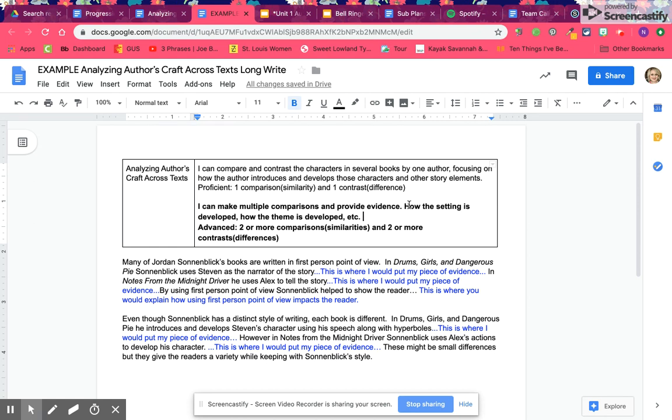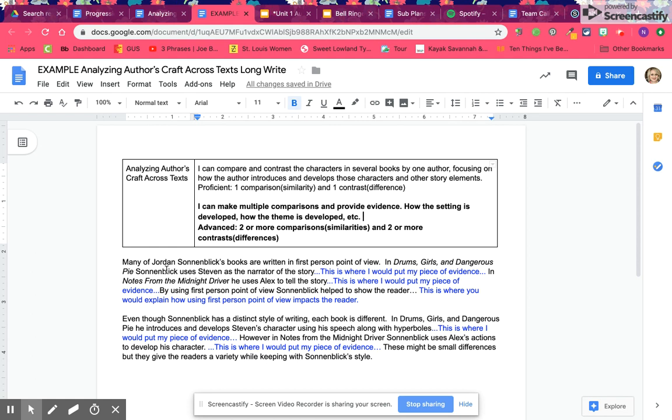I want to talk you through the example I wrote. I wrote it tonight at home, and I don't have my books with me, so I don't have the evidence pulled, but I did want to show you what a structure could look like. My example says, many of Jordan Sonnenblick's books are written in first-person point of view. In Drums, Girls, and Dangerous Pie, Sonnenblick uses Stephen as the narrator. Then I would give a piece of evidence that proves it's first person, with Stephen being the narrator. In Notes from the Night Driver, he uses Alex to tell the story. And this is where I would put my piece of evidence in, showing Alex telling the story.